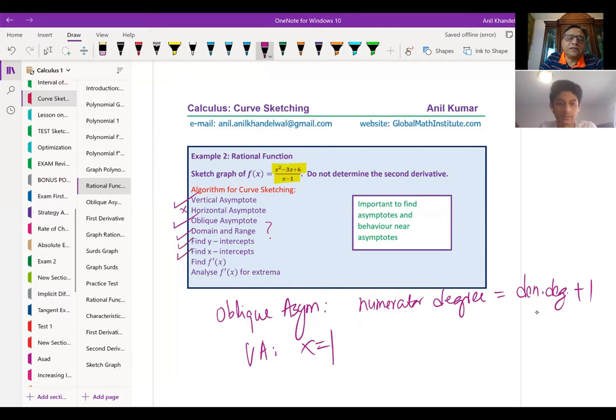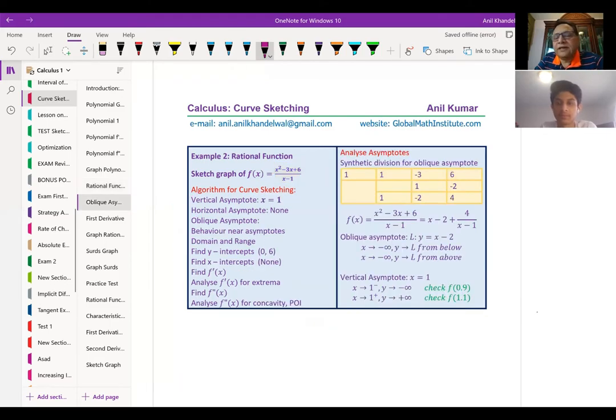Find the x and y intercepts, and once you do this general work, then you begin with analyzing the first derivative. Focus more on the first derivative. You get to know the graph very easily. So first thing, we have all this information on the left. Can you please read what information do we have on the left side? Yes, sir. Our vertical asymptote is at x equals 1. We have no horizontal asymptote, and we have an oblique asymptote.